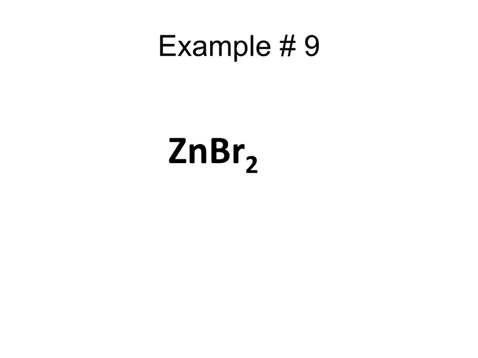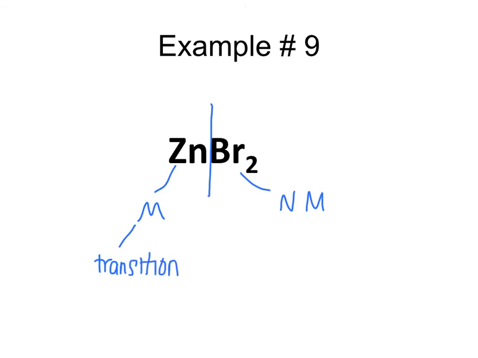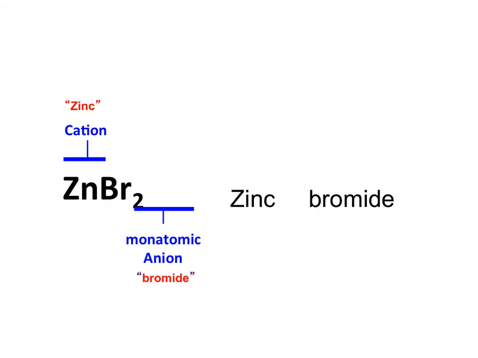Example 9 is an example of a binary ionic compound. I'm going to cut it in half. I have a metal and a nonmetal. And once again, if I look on the periodic table, I will notice that this is a transition metal. So Zn will get its regular element name of zinc, and Br will end in ide, so the bromine turns into bromide.